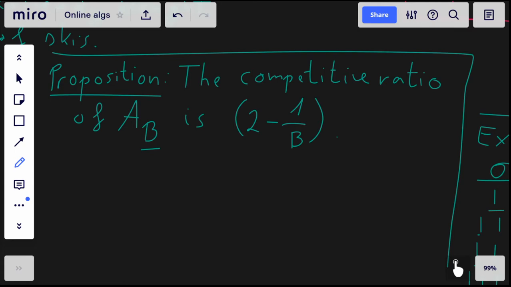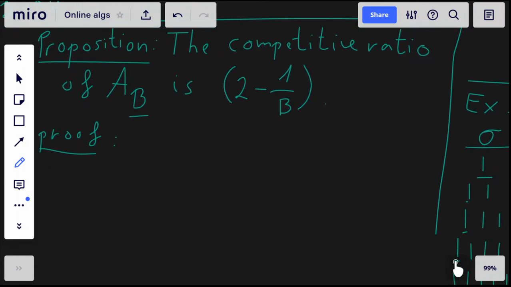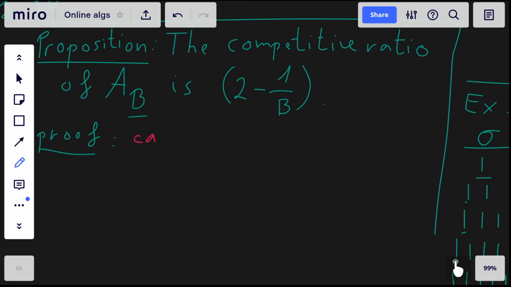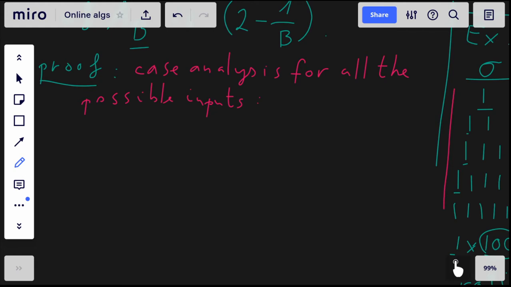Now, proof. How do we prove such things? Usually, when we want to prove a competitive ratio of an algorithm, we do a case analysis, for all the possible inputs. So it's very general. Usually we don't make such tables and just write down all the possible input sequences, because there are infinitely many of them. So usually we make clusters or cases. In this problem we only have 2 cases.